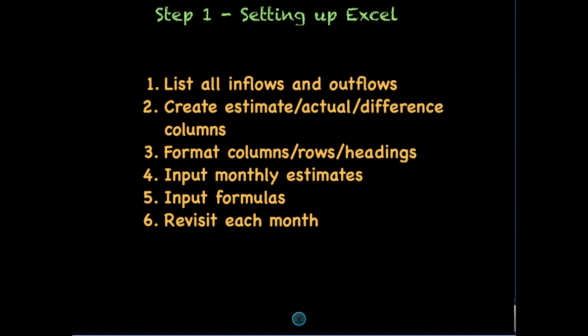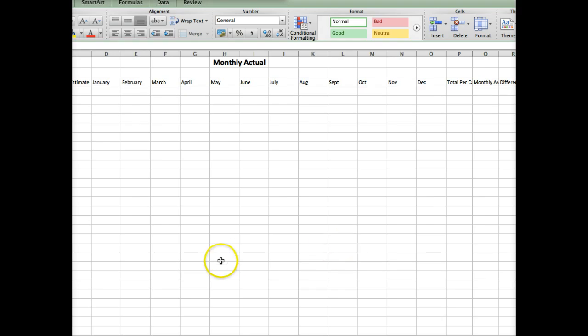We are going to input our monthly estimates to start off with. We're going to input formulas. I'm going to show you how to do that. And then hopefully you will revisit this each month to update it and keep track of what you are actually spending in order to compare it. So let's go ahead and go over here to our Excel spreadsheet.